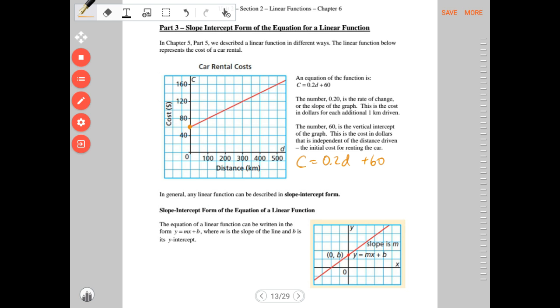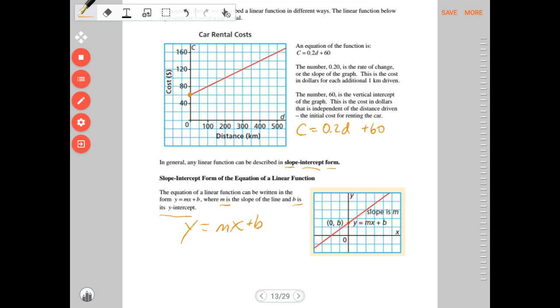In general, any linear function can be described in what's called slope-intercept form. The slope-intercept form for the equation of a linear function: an equation of a linear function can be written in the form y equals mx plus b, where m is the slope and b is the y-intercept. The y-intercept is always the vertical intercept. In cases like this one where it's a C, I guess that would be the C-intercept, to be really technical. But there's the formula, y equals mx plus b.